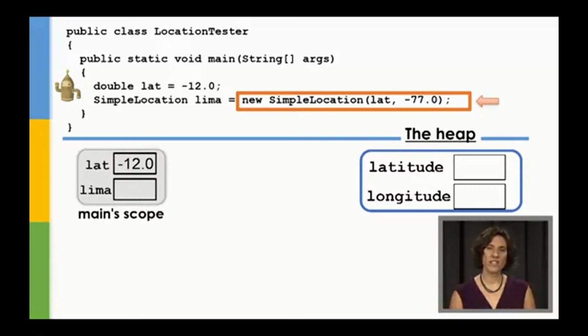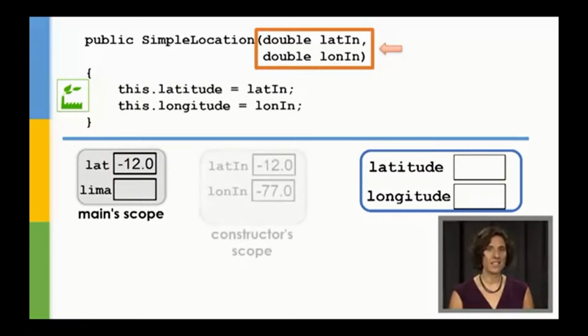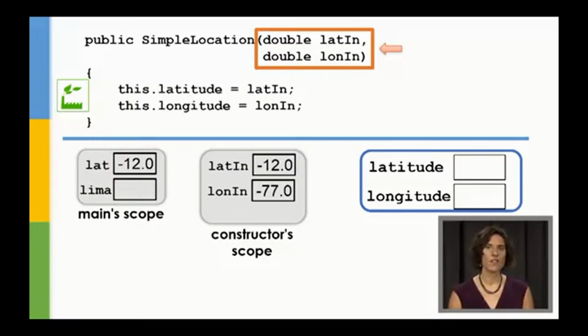But when the constructor gets called, we get some more variables that get instantiated. We get those parameters, lat in and lon in. And they have their own scope, which is local to the constructor for simple location. So I need to draw that scope in together with the variables lat in and lon in. So I've got another scope box for the constructor with the parameters that I've passed in. Those parameters, of course, get their value from the arguments that I passed when I called the constructor.